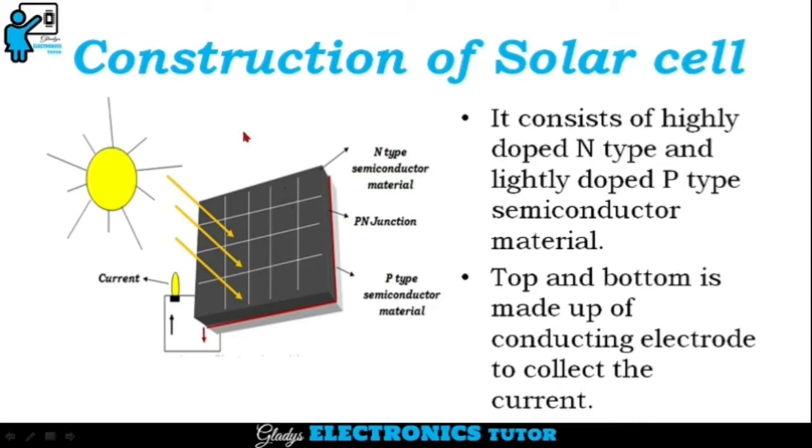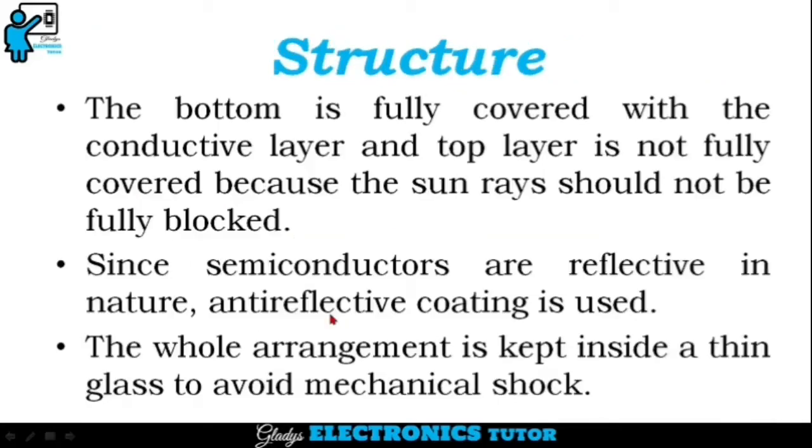So let's see the construction of solar cell. So it consists of highly doped n-type semiconductor and lightly doped p-type semiconductor material, and top and bottom is made of conducting electrode to collect the current. So let's see the structure in detail.